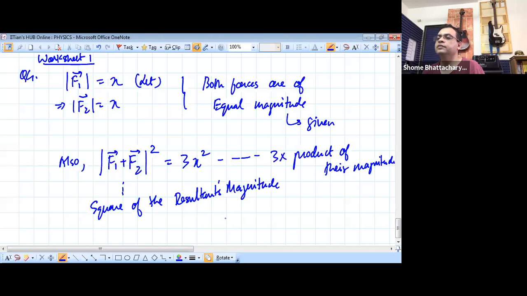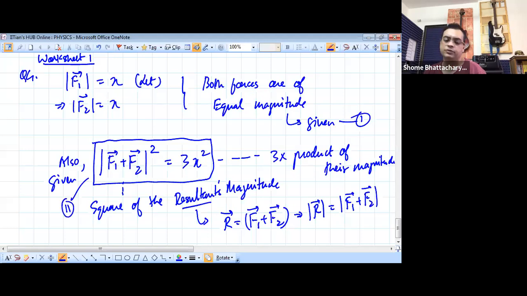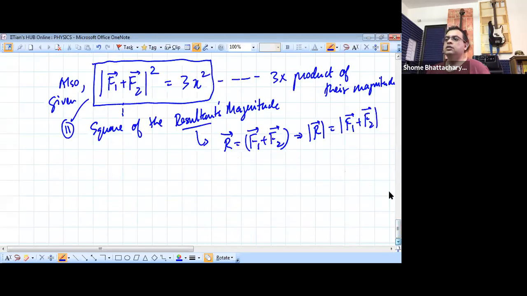Okay, so what is the resultant of vectors? The resultant of two vectors is the sum of the two vectors. Okay, so magnitude of the resultant is nothing but mod of F1 plus F2. Okay. So magnitude square becomes this, and this is given to us in the question. This is the second thing which is given. So now using these two pieces of information, that both the forces are of equal magnitude, this is one piece of information given, and this is the second piece of information given. We have to find the angle between the forces. Right? That's what we have to do.